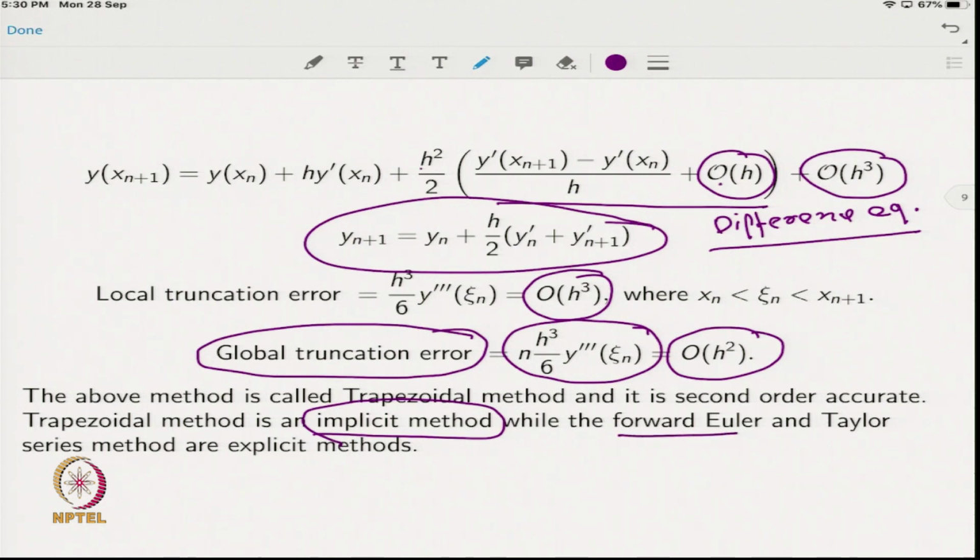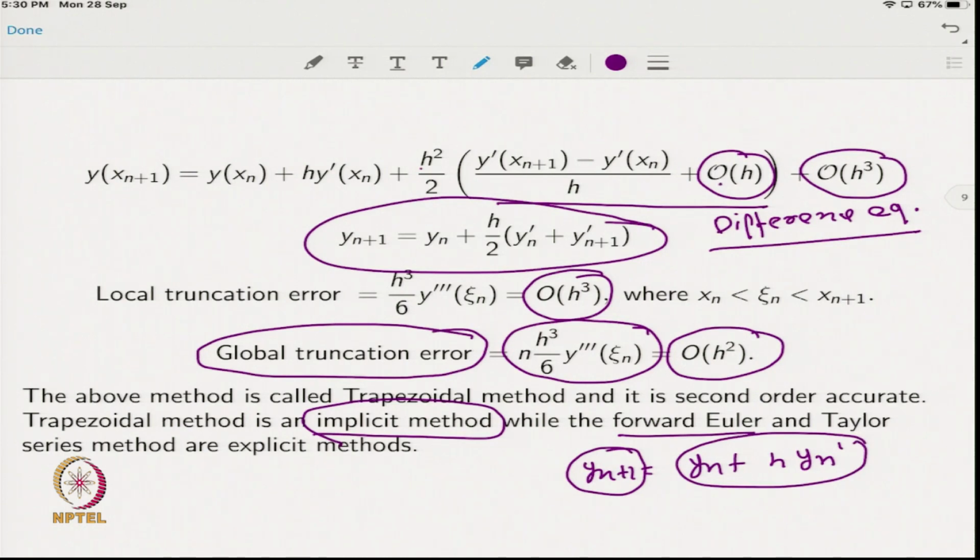In the case of forward Euler, the difference equation which we have used is y_{n+1} is equal to y_n plus h y_n dash. Okay. So, on the left hand side there was a term y_{n+1}, while on the right hand side there was no term involving y_{n+1}. Okay. So, that is also the meaning of an explicit function, when we write y explicitly as a function of x, while implicit functions are defined in the following way: when you cannot explicitly write y in terms of x.